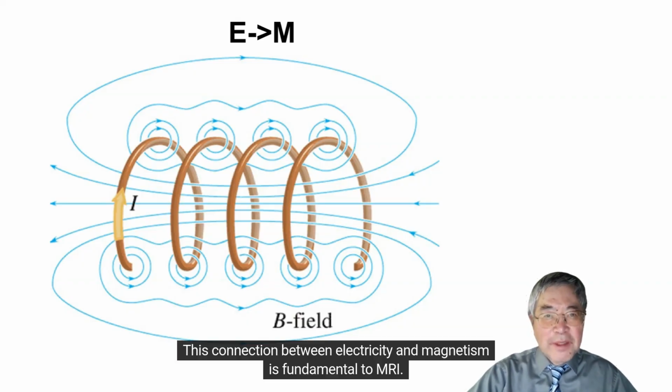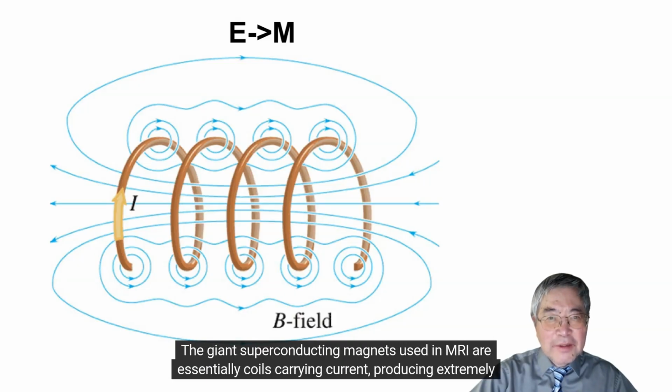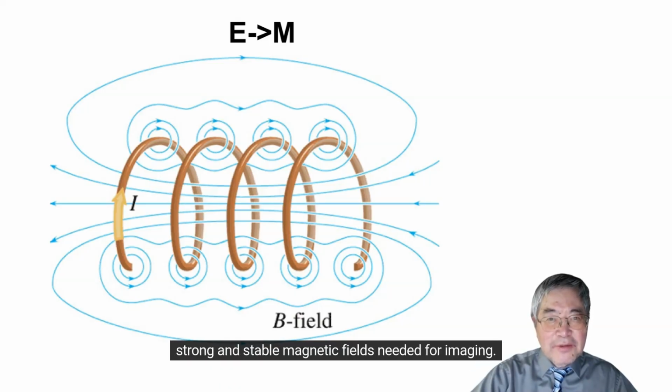This connection between electricity and magnetism is fundamental to MRI. The giant superconducting magnets used in MRI are essentially coils carrying current, producing extremely strong and stable magnetic fields needed for imaging.